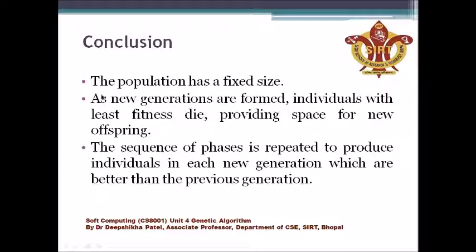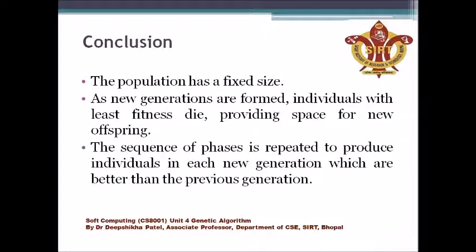So in conclusion, there are some important points to be remembered. The population has a fixed size. The population we initialize in the initial phase. The first step is to initialize the population. When we initialize the population, the size of the population is fixed.